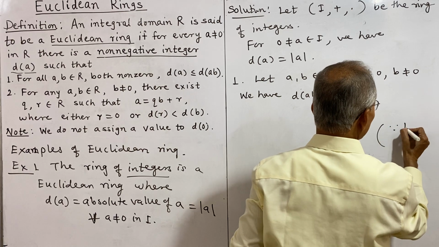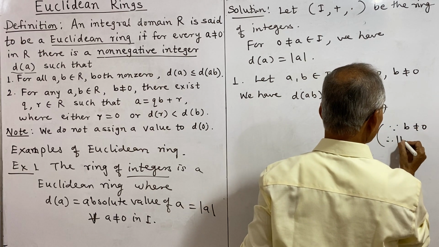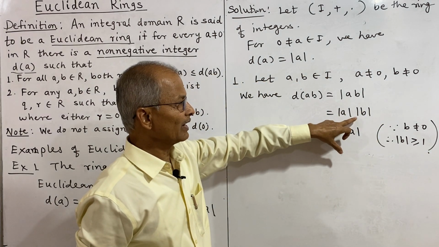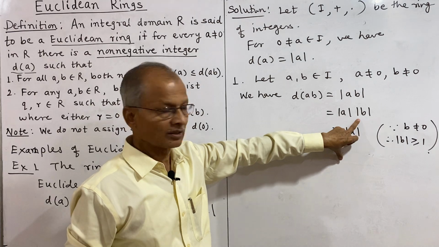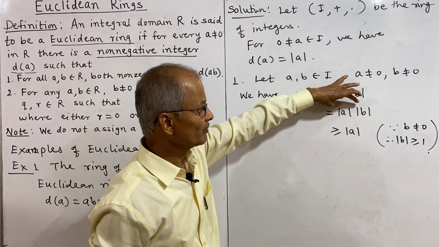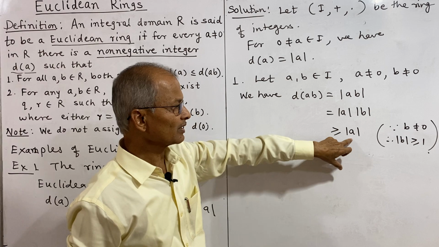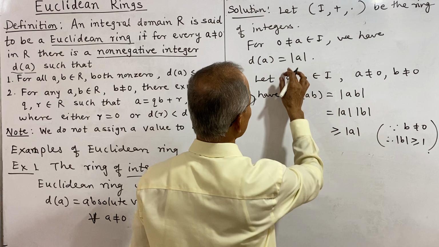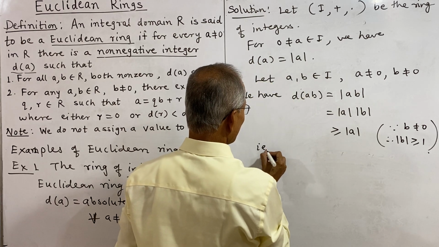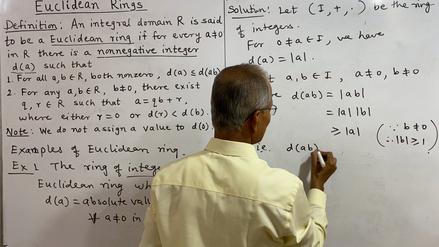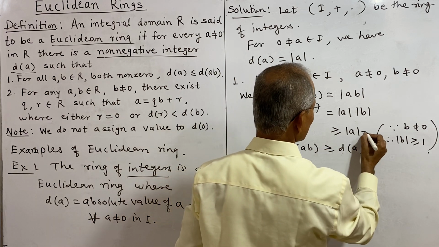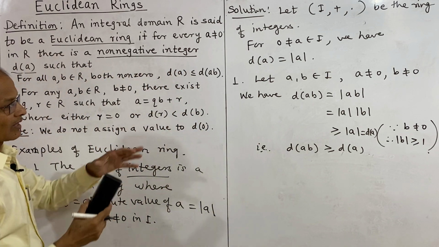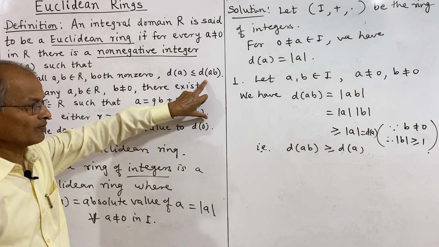Since b is not equal to 0, mod b is greater than or equal to 1, and we have multiplied this value by a number greater than or equal to 1, and therefore it becomes bigger. This product is bigger than mod of a, and what is mod of a? That is d of a, and that means d of a is less than or equal to d of ab. This is the first condition.